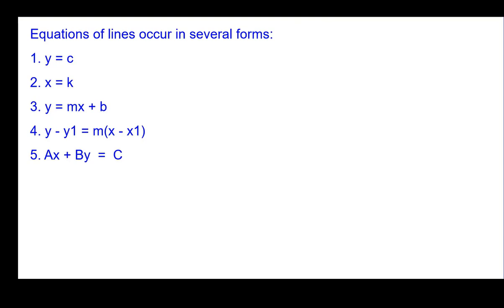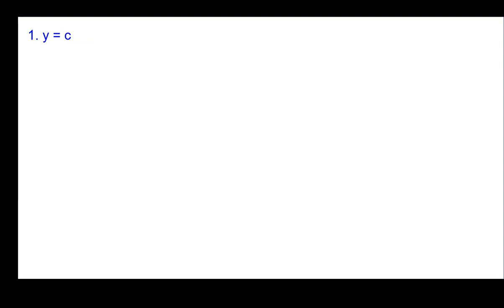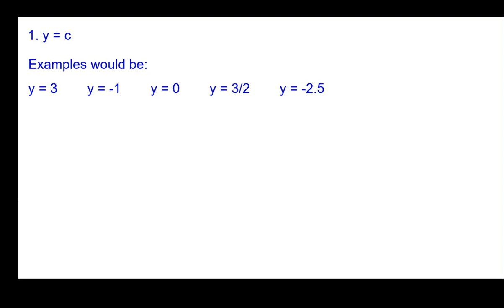Equations of lines occur in several forms. We're going to look at 5 different forms that could happen. First one is y equals some constant. Examples would be these. Notice there's no x in the equation.